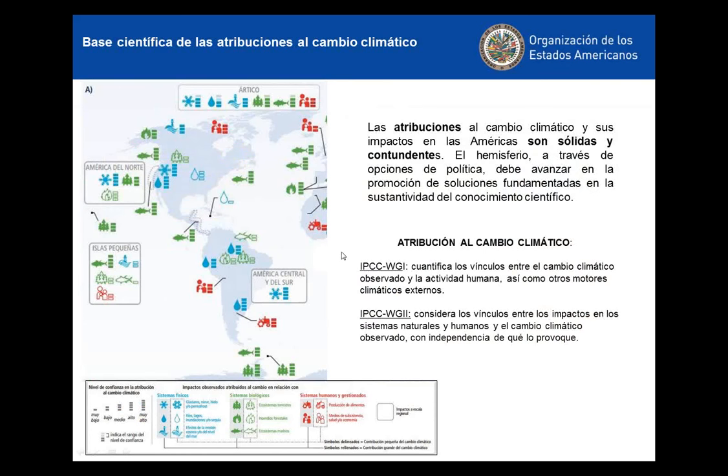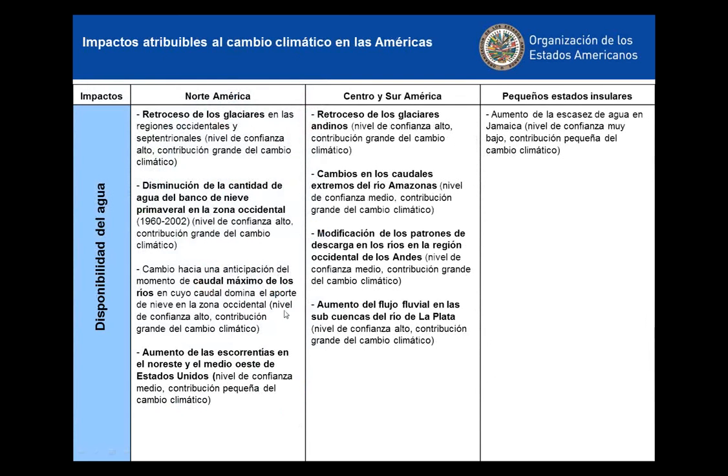Let me just remind you of some important outcomes of last year. The Fifth Assessment Report from IPCC concluded, and these are determinant in some way, that there are some things that are attributed to climate change, and these are solid and contundentes, which means very strong in some way for the hemisphere. Okay, and there are some pictures and examples in the report, and I invite you to take a look. But these are the ones associated to water in the Americas, for North America, for Central and South America, and for island states like the ones in the Caribbean.